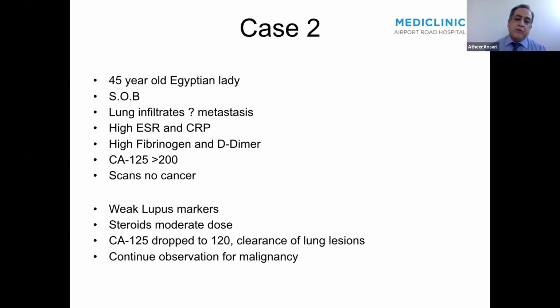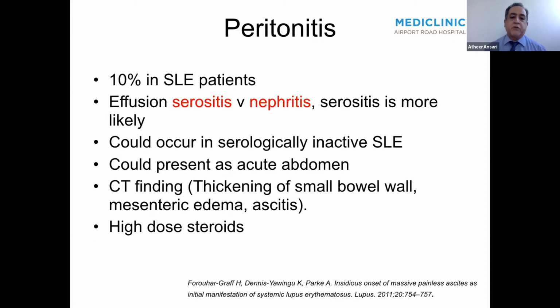CA125 again increased to more than 200. Scans of chest and abdomen again showed no finding of cancer. The patient is very worried. She had weak lupus markers, ANA and lupus anticoagulant, and we gave her steroids. The lung infiltrate disappeared, and the CA125 dropped to 120. So we are not treating cancer, we are treating an inflammatory process, but the CA125 dropped. However, from experience, we will stay vigilant for any possible malignancy through regular observation and follow-up.